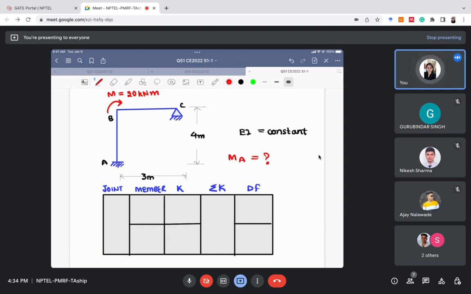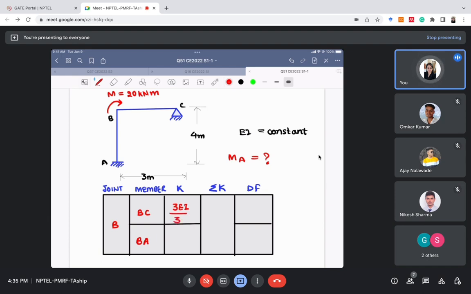At least tell me the value of member stiffness. Let's see, we have to analyze joint B in this case. The members connected to it are BC and BA. Please quickly tell me the stiffness of member BC. What will be the stiffness of member BC? It is 3EI/L, and here the value of L is 3, right?